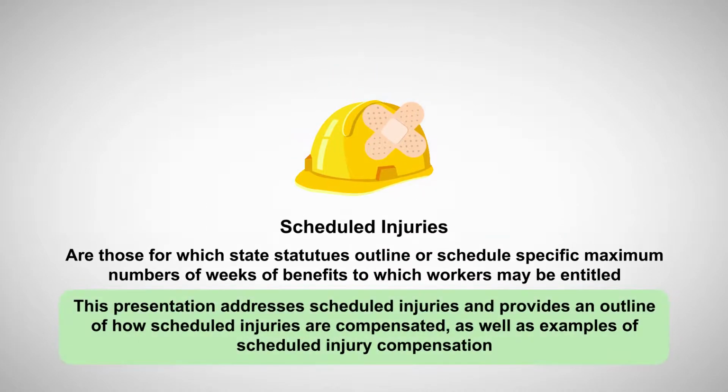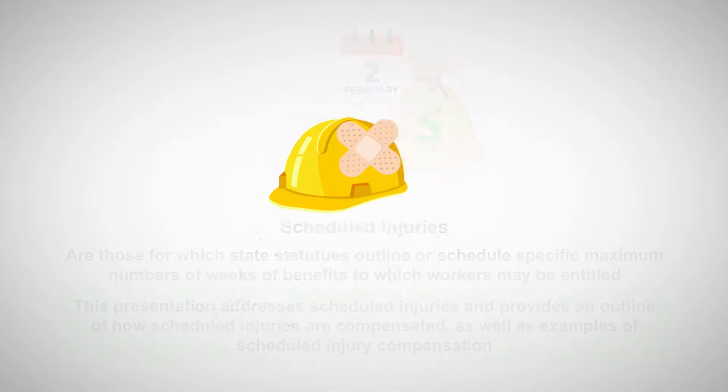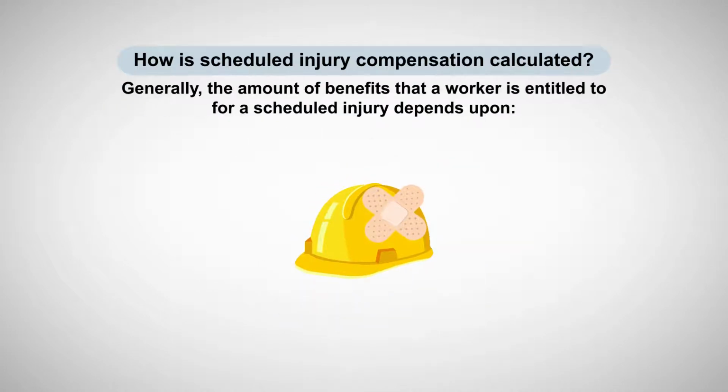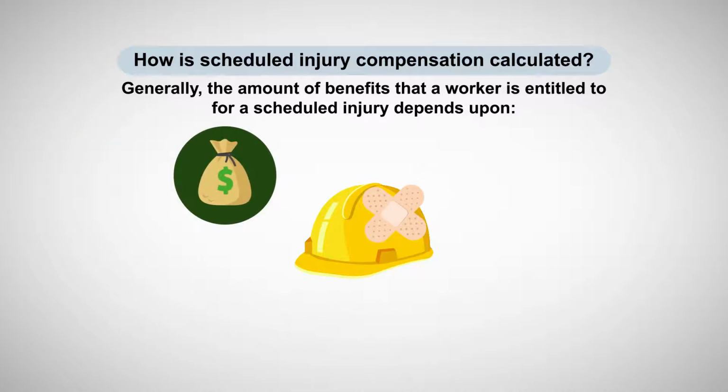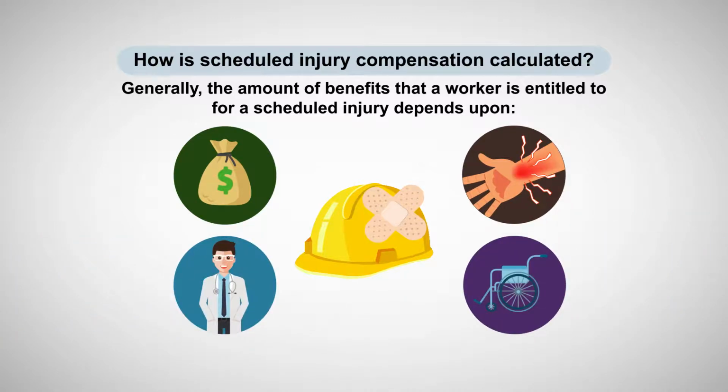This presentation addresses scheduled injuries and provides an outline of how scheduled injuries are compensated, as well as examples of scheduled injury compensation. The calculations that apply to a worker's case will vary depending upon the jurisdiction. Generally, the amount of benefits that a worker is entitled to for a scheduled injury depends upon average weekly wage and compensation rate, the body part injured, the physician's impairment rating, and the ultimate disability rating. Let's discuss these factors in turn.